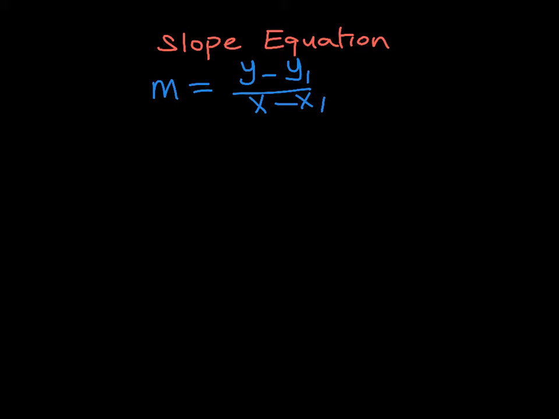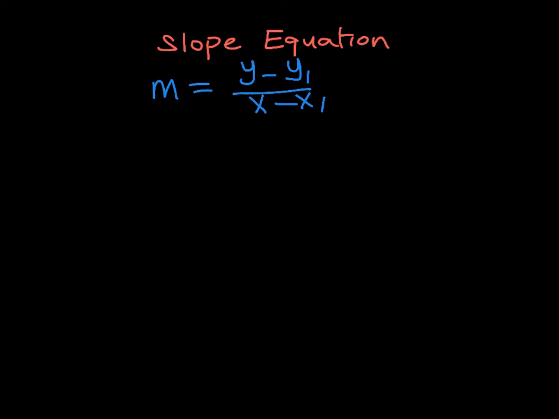Once you have those 2 points, you can take out the coordinates and plug them into this equation, and then you can have the slope. Sometimes you are only given 1 point and the slope. So if you have 1 point and the slope, you can deduce the other coordinates.